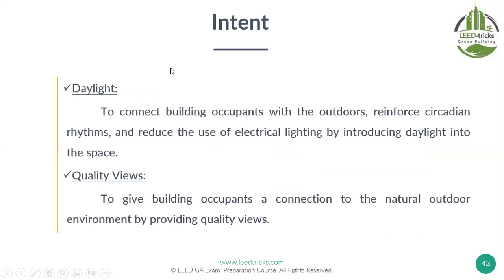That's all for daylight. This daylight here means sunlight, external light. What is daylight, or what is the importance of daylight? Connect building occupants with the outdoor and reinforce circadian rhythm. Circadian rhythm is the internal body watch. We are connected to nature. Your activity is during the day, not during the night. This is a normal thing.